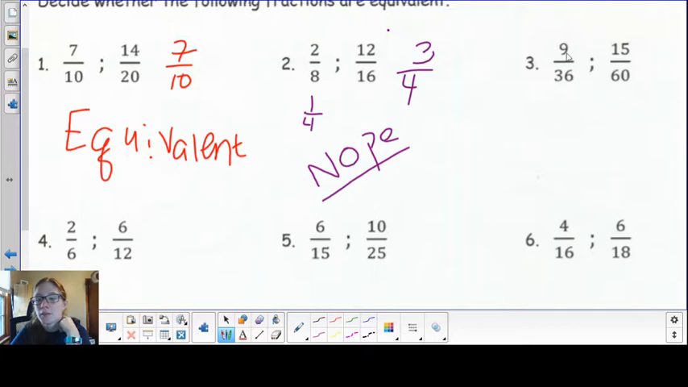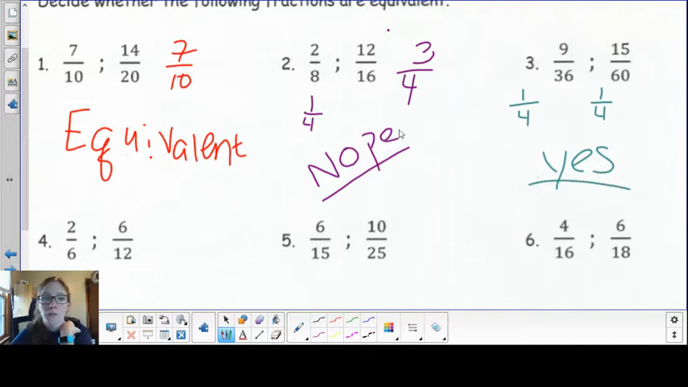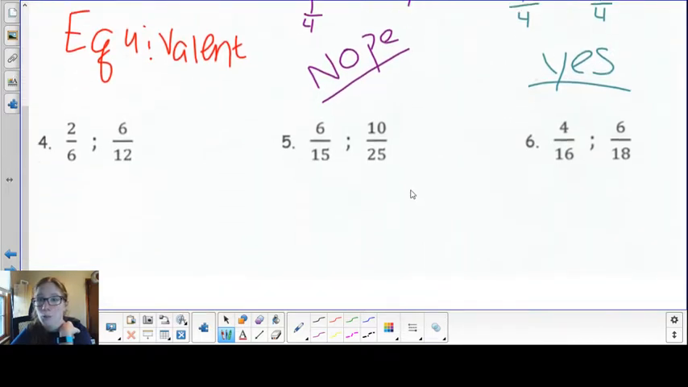Number 3. 9 and 36. Good, divide by 9, so I get 1 over 4. What about 15 and 60? Divide by 15. These two are equivalent. Make sure too that you're showing this step. I want to see what they can reduce down to. If I just see yes or no on your homework, no points there, guys.